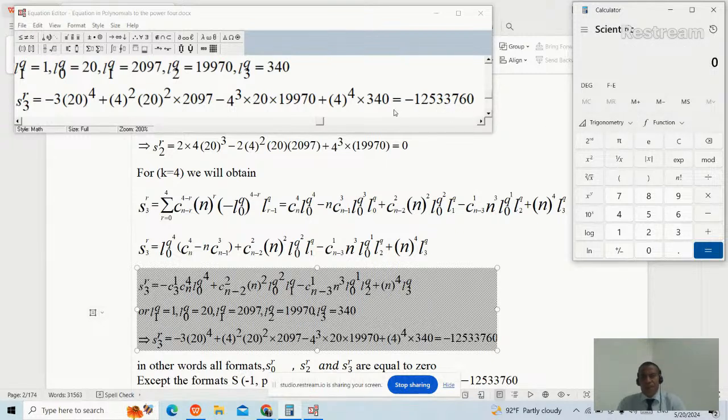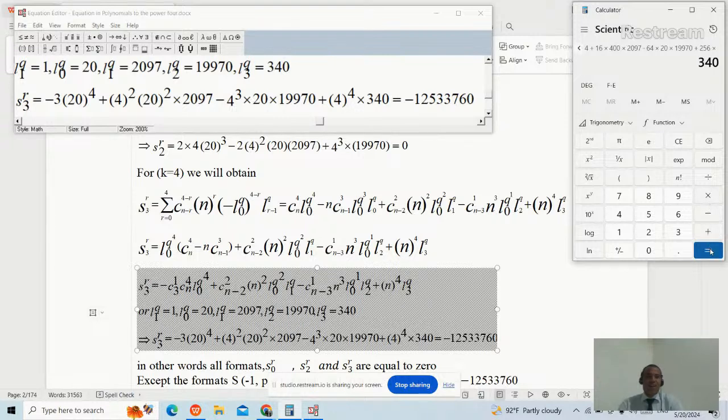Okay, calculation. So we have minus 3 times 20 to the power 4, plus 16 times 20 squared, which is 400, times 2097, minus 64 times 20, times 19,970, plus 256, because 4 raised to the power 4, times 340.